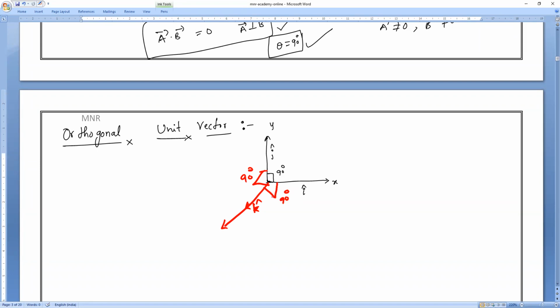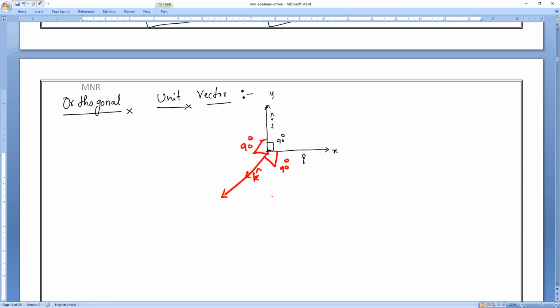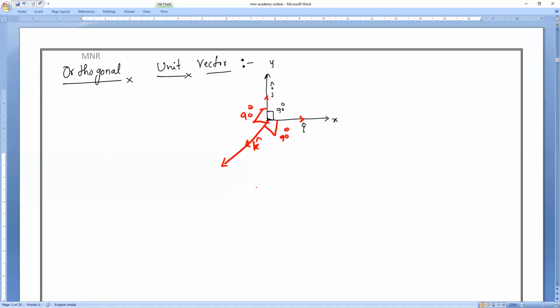Everything clear? Understood? Everybody? Yes, sir. So that is what. Now we are going to find the orthogonal unit vectors. Let us find it now. All of you observe very carefully.